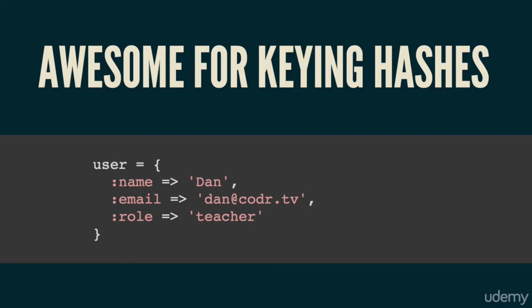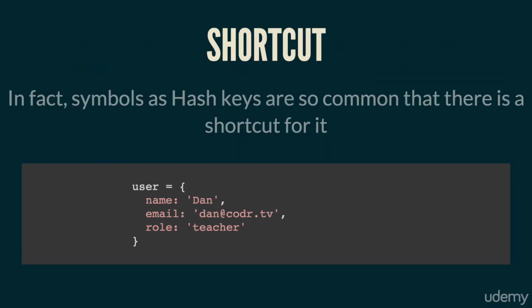They're great, for example, for keying a hash. You can use a symbol in a hash rather than a string for the keys. Take a look at this example. I'm using the symbols name, email, and role as my keys in my hash, and using the hash rocket to associate the values. However, Ruby introduces a shortcut when we're using symbols for keys, and this is one of the ways that symbols can become very useful.